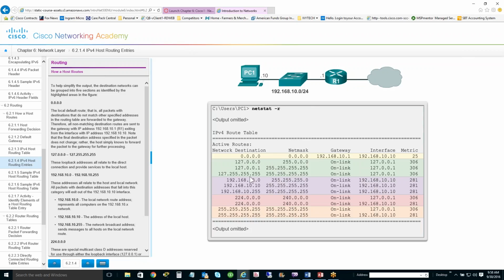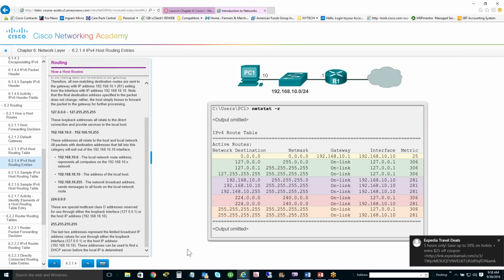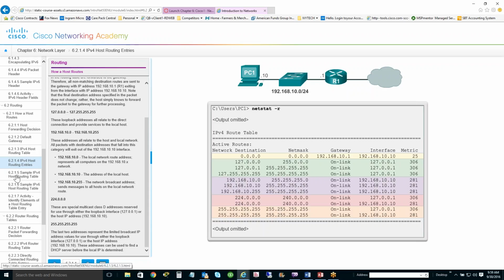So this section on 6214, give this a good read, it kind of tells you what some of these routes actually represent. You've got a loopback route, and you've got multicast routes, which are the 224s, and then the broadcast, and things of that nature, the 255s. So give that a good read. Make sure you understand that.